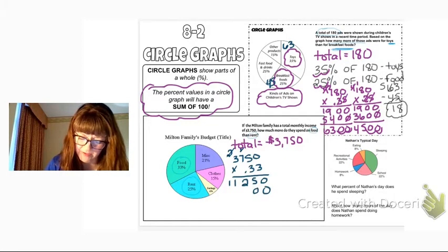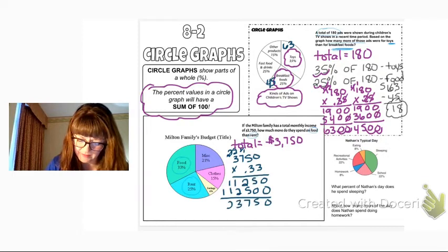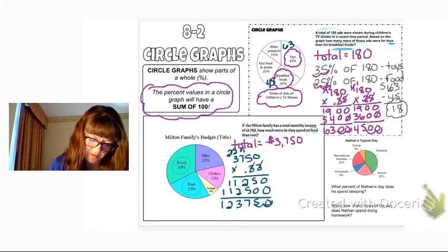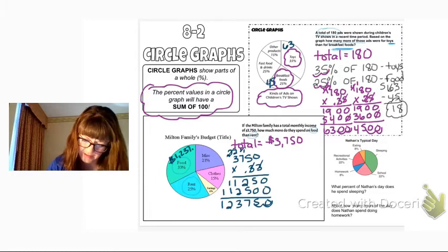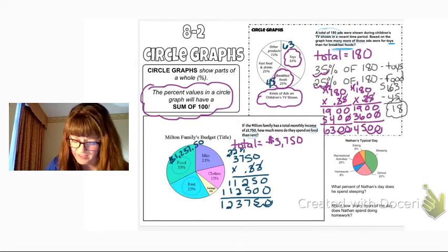3 times 0 is 0. 3 times 5 is 15. We're doing the same thing. 3 times 7 is 21, plus 1 is 22. And 3 times 3 is 9, plus 2 is 11. And now we'll add. So for food, they spend $1,237.50. So now we need to look at rent, which was 25%.